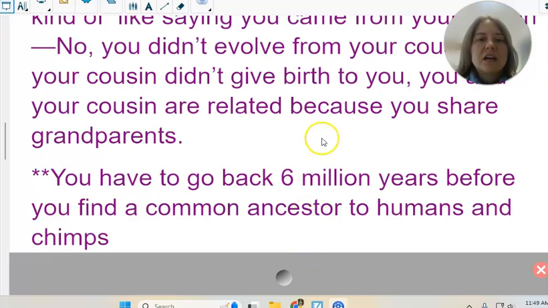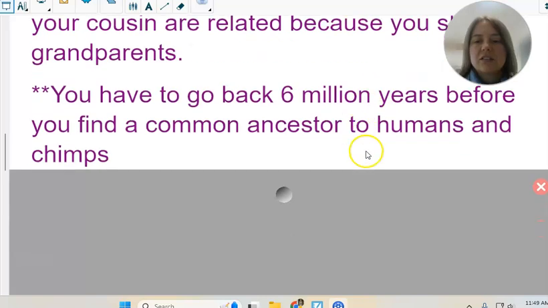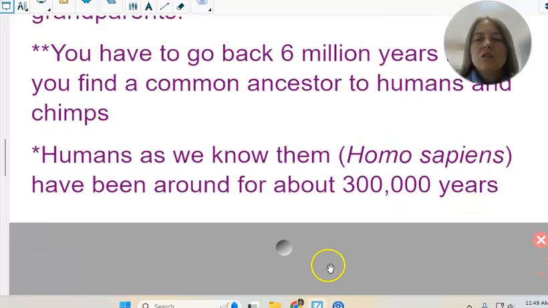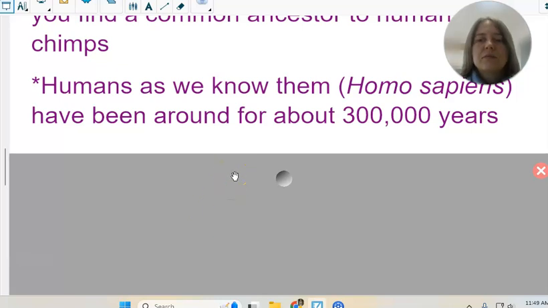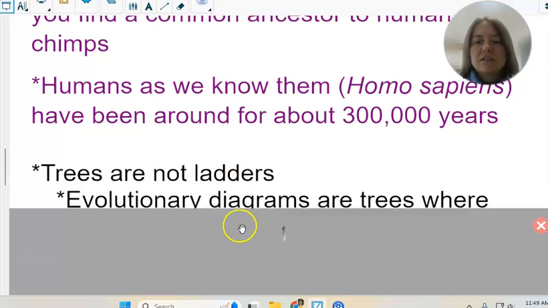Okay, again, humans did not evolve from chimpanzees, just like your cousin didn't give birth to you. You and your cousin are related because you share a grandparent. Humans and chimpanzees are related because they share a common ancestor. And in those 6 million years, there was a lot of evolution that had occurred. Humans, Homo sapiens, have been around for about 300,000 years. And we're going to look at some diagrams that'll help clarify this.